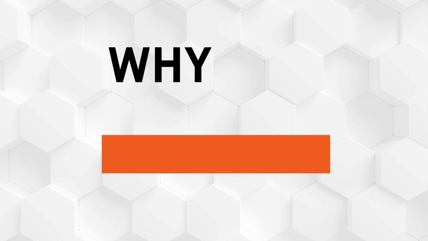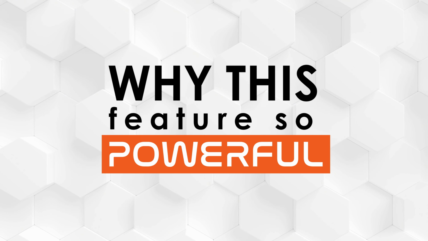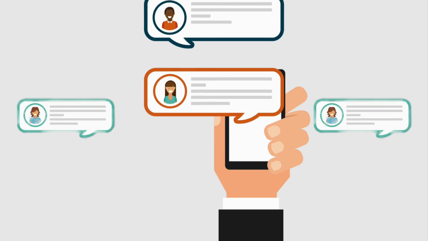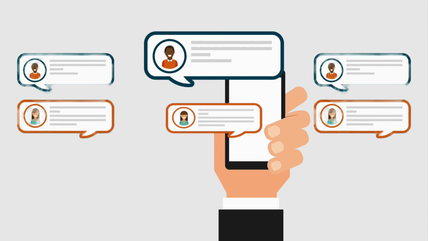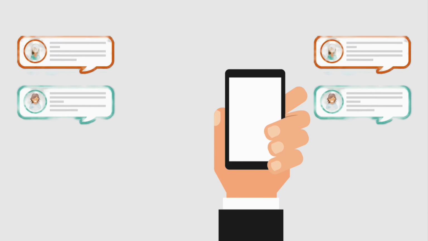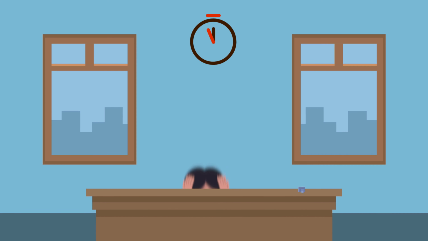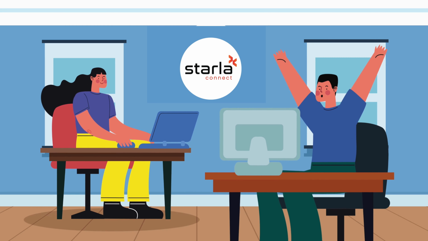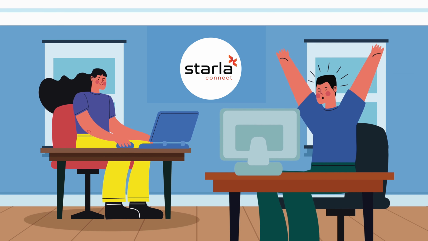Let me quickly explain why this feature is so powerful. Imagine you want to send a message to a personal contact, but at the same time, you also need to communicate with multiple groups or even dozens of contacts consecutively. Doing this manually can be time-consuming and prone to errors. With Starla Connect, you can streamline this process effortlessly.